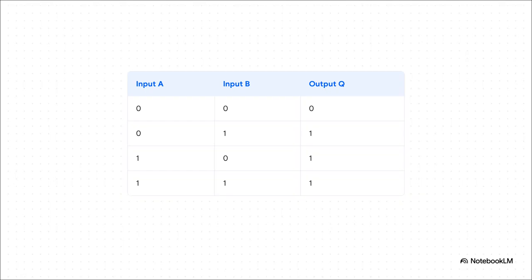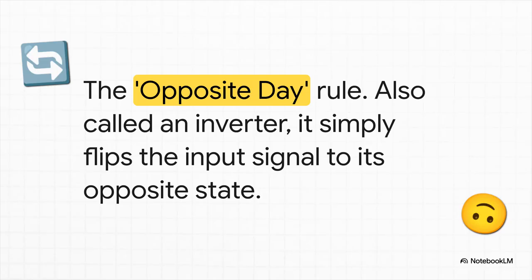Just look at the difference in its truth table. The output, Q, is on if A is on, or if B is on, or even if they're both on. The only way it stays off is if both of the inputs are off. See? Any is enough.